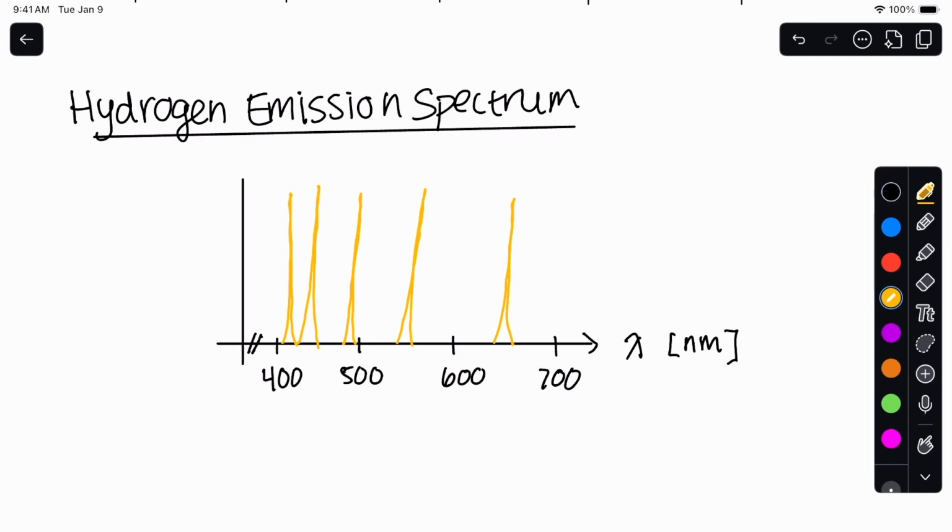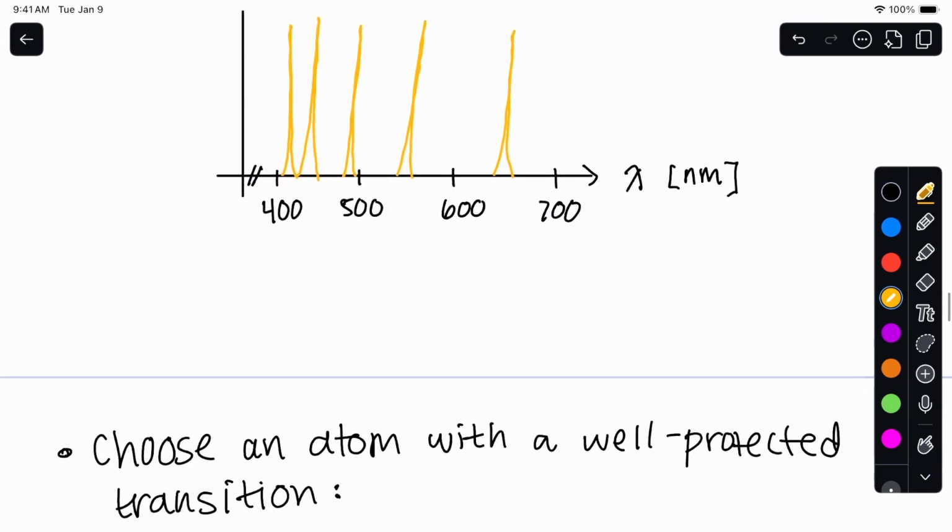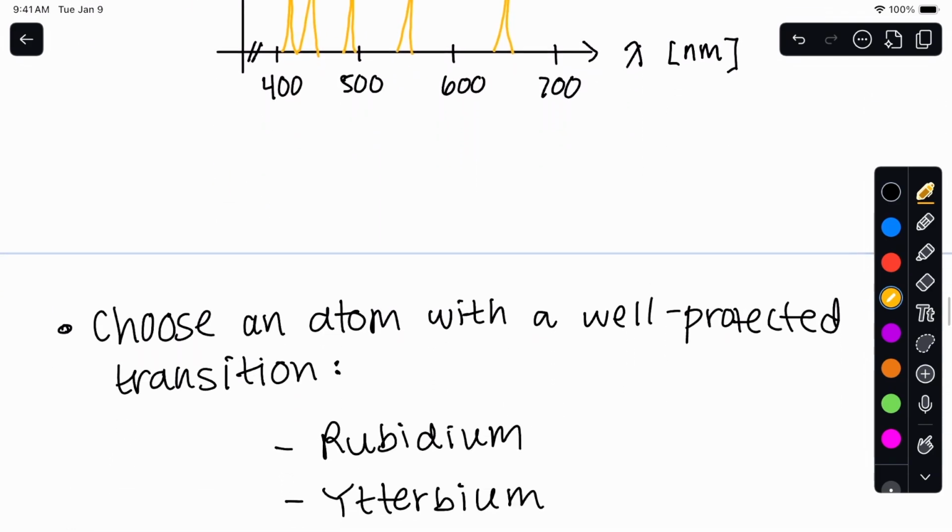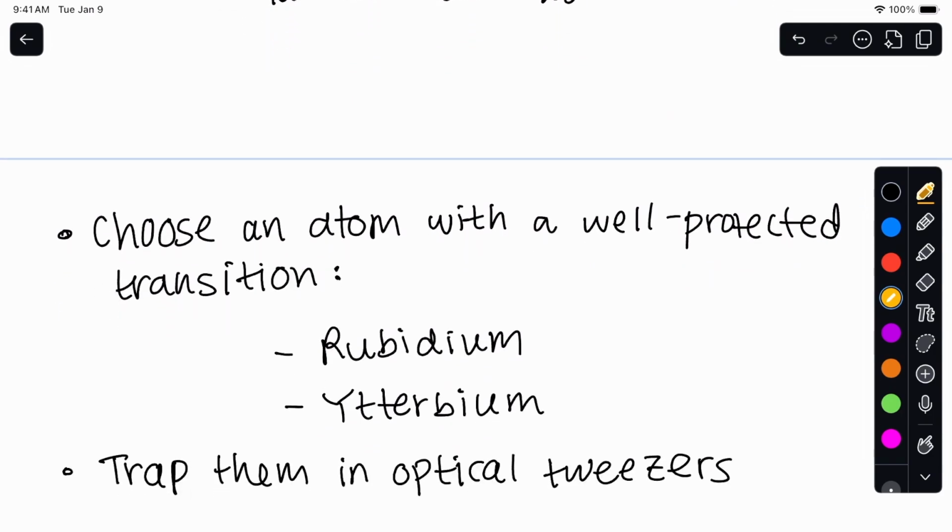So the basic premise behind a neutral atom qubit is to choose an atom with a well-protected transition. So a transition that has a really long lifetime because it's pretty well uncoupled from the environment. And usually people choose Rydberg atoms. Some examples of that would be rubidium and ytterbium.